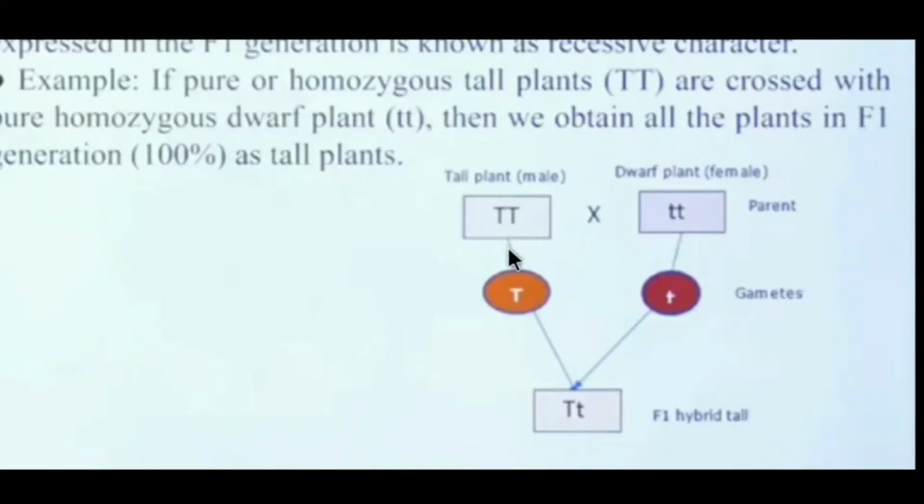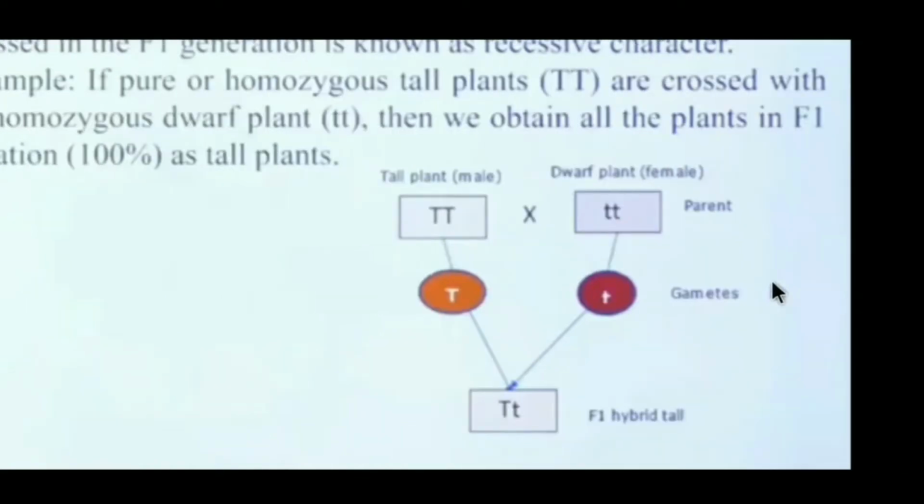So tall plant male gives the capital T here, and dwarf plant female gives the small t here. So F1 is a hybrid tall plant, parent gametes and this hybrid tall plant.